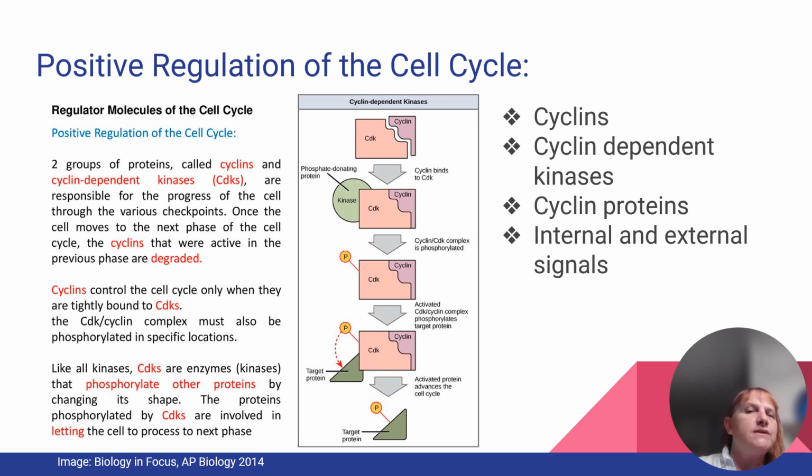So groups of proteins called cyclins and CDKs, we talked about that. They're responsible for moving the cell through the checkpoints. Cyclins control the cell cycle only when they are tightly bound to your CDKs. Like all kinases, CDKs are enzymes that phosphorylate other proteins. The proteins phosphorylated by CDKs are involved in letting the cell process to the next phase.